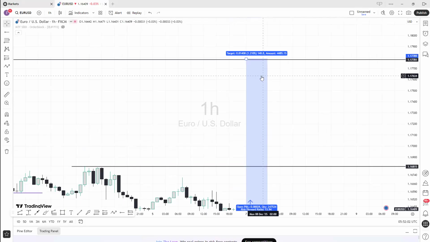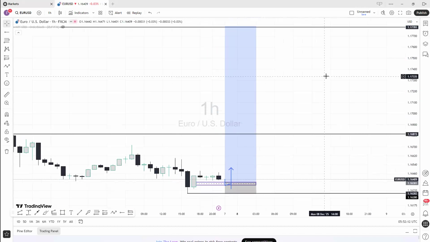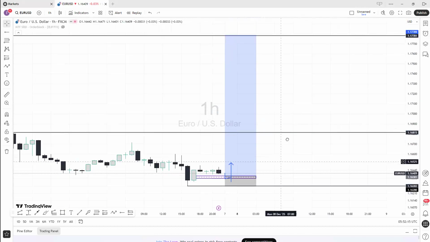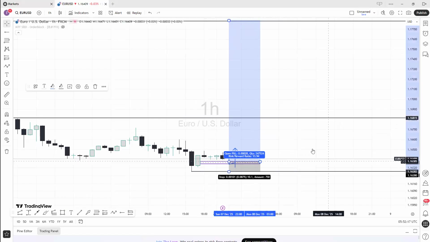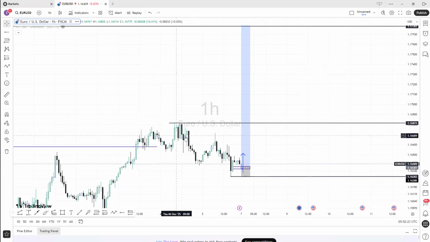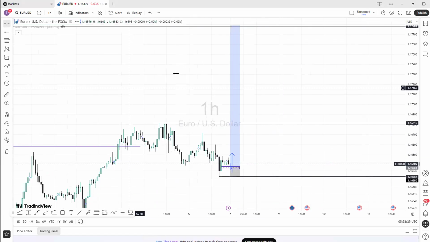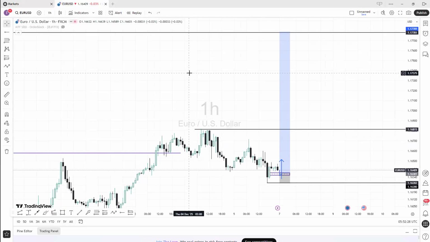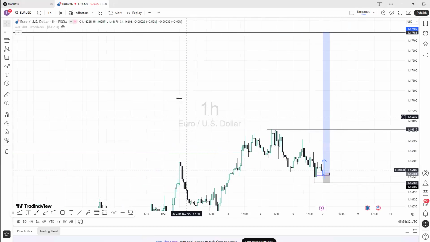The reward target is 140 pips, risking only 10 pips. So it is a very good entry to take a trade for the pair Euro USD. So that is clear, very, very clear.